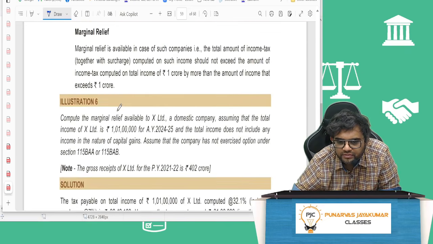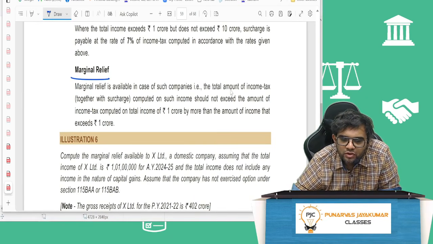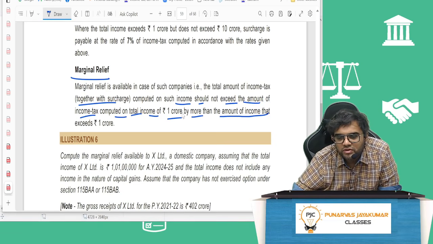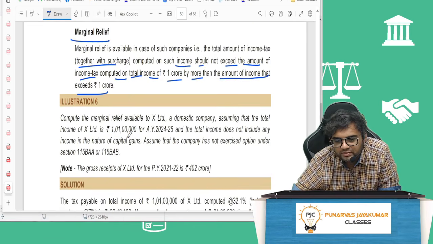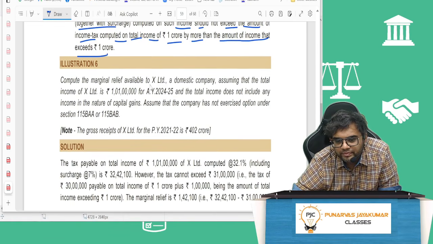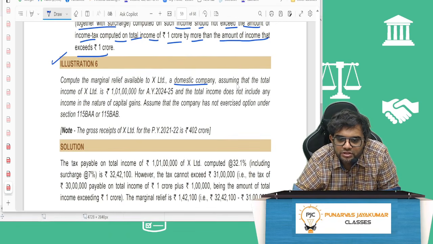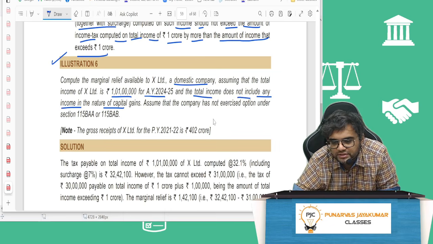So 1.59 marginal relief for companies. Total amount of income tax together with surcharge computed on such total income should not exceed the amount of income tax computed on total income of 1 crore by more than the amount of income that exceeds 1 crore. So example, compute the marginal relief, illustration 6, payable by X Limited, a domestic company, assuming that the total income of X Limited is 1 crore 1 lakh for assessment year 24-25. The total income does not include any income in the nature of capital gains. Assume that the company has not exercised the option under 115BAA or BAB.